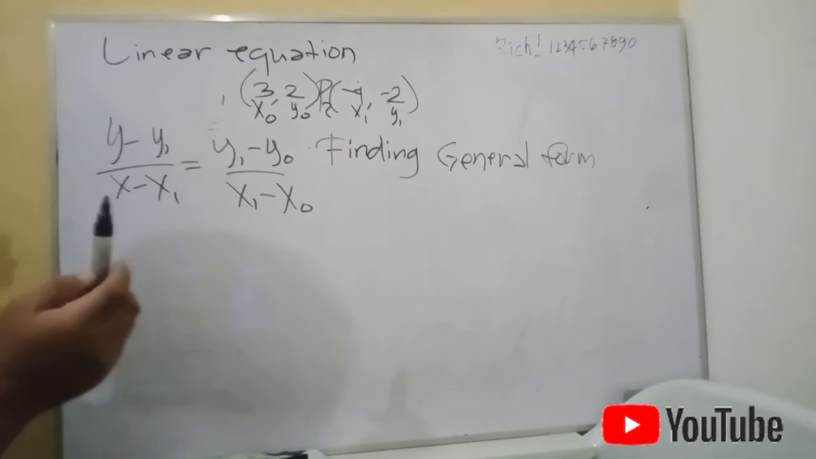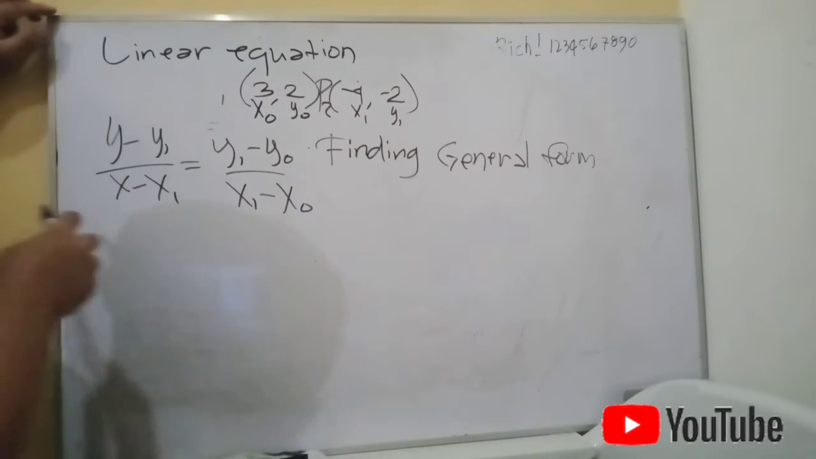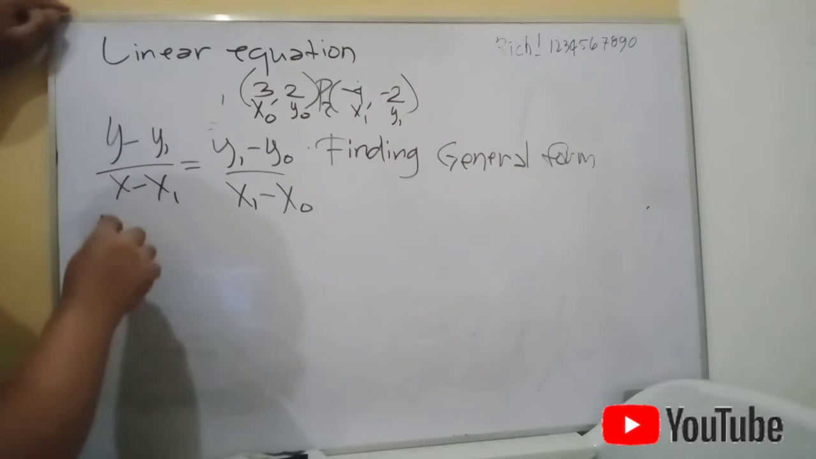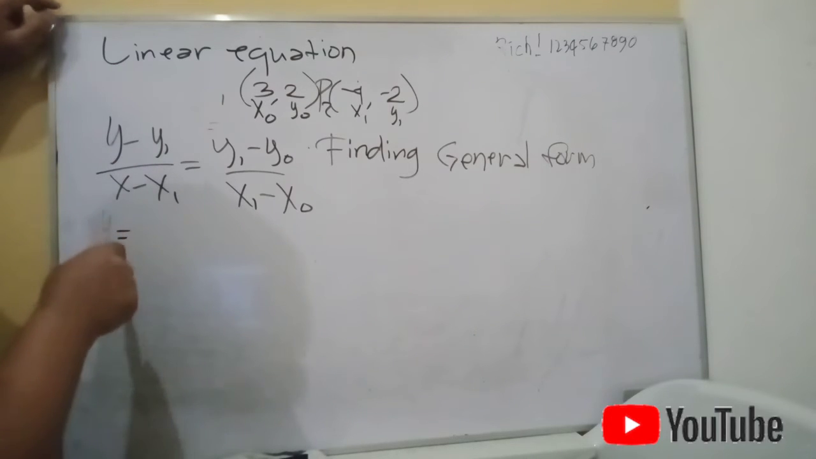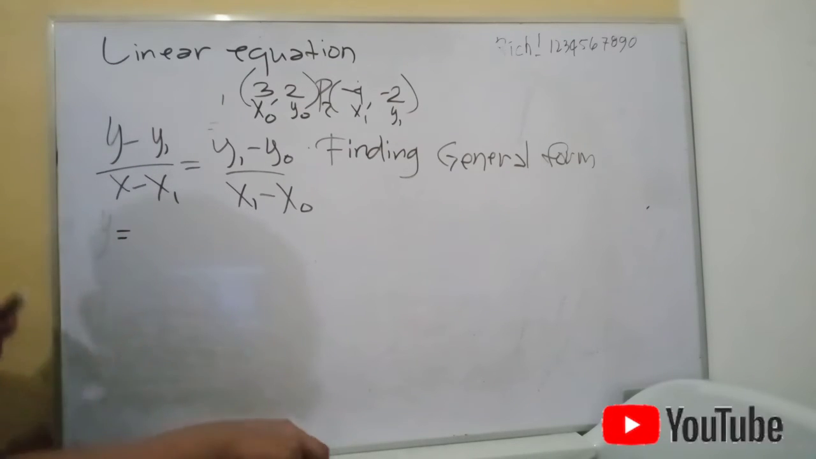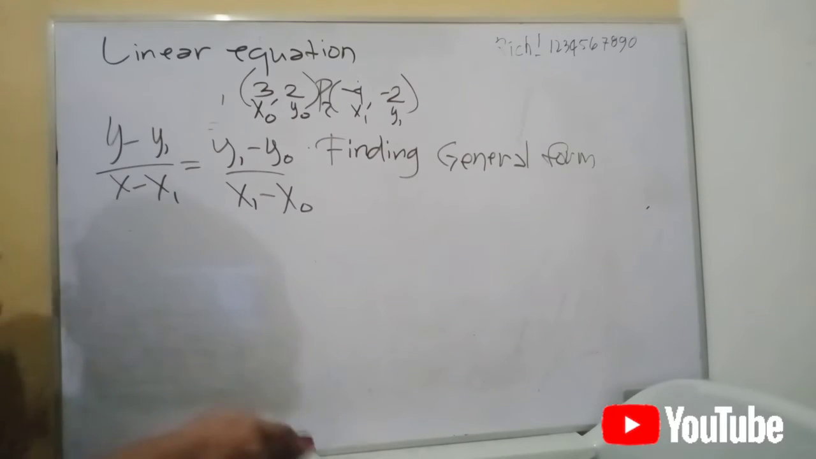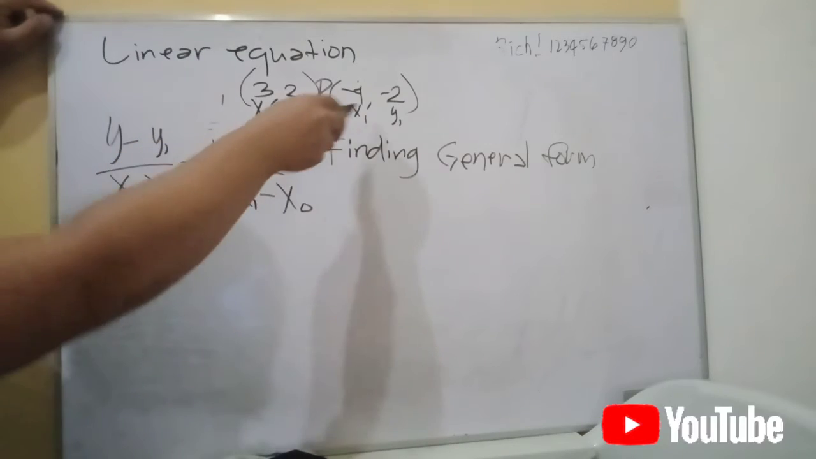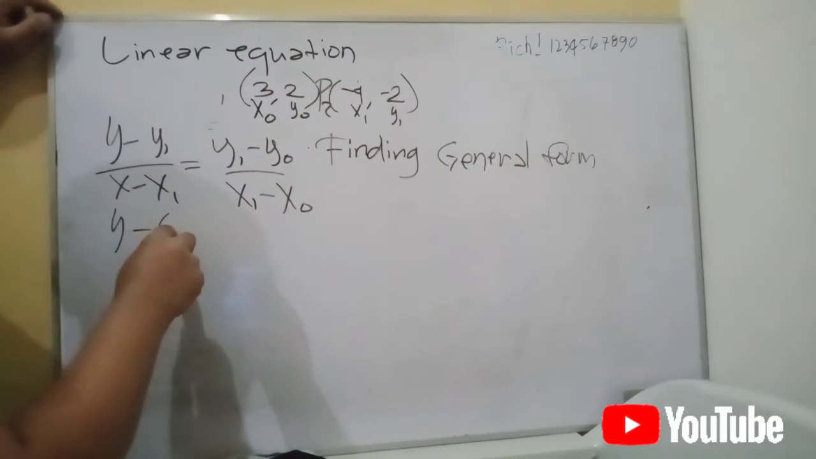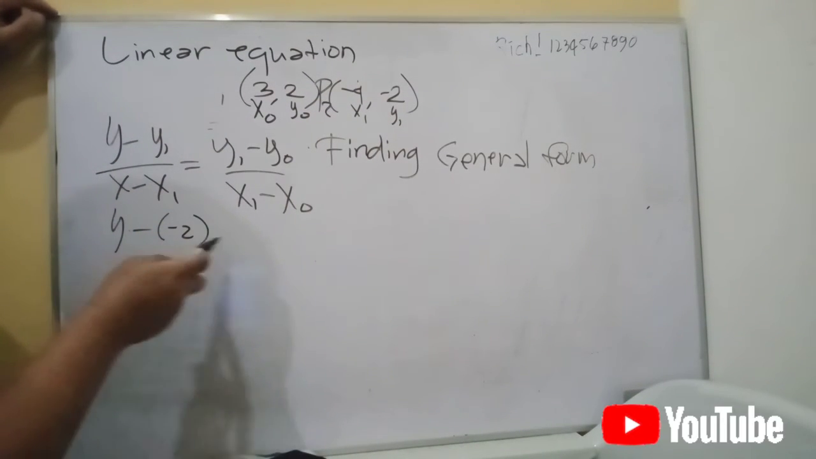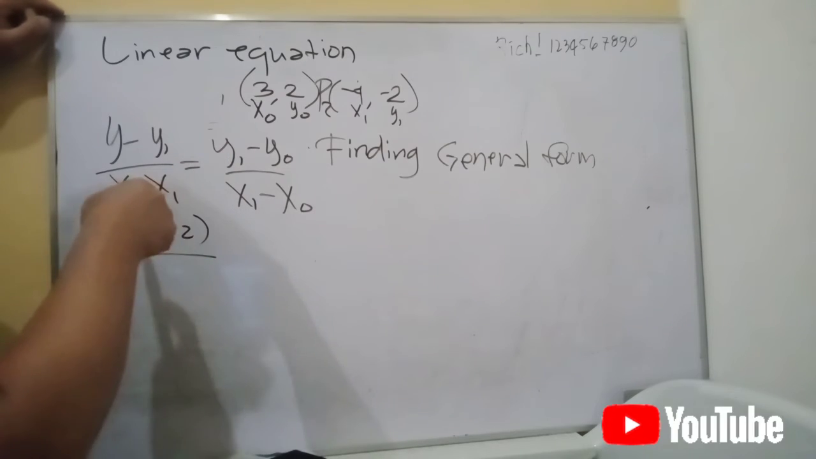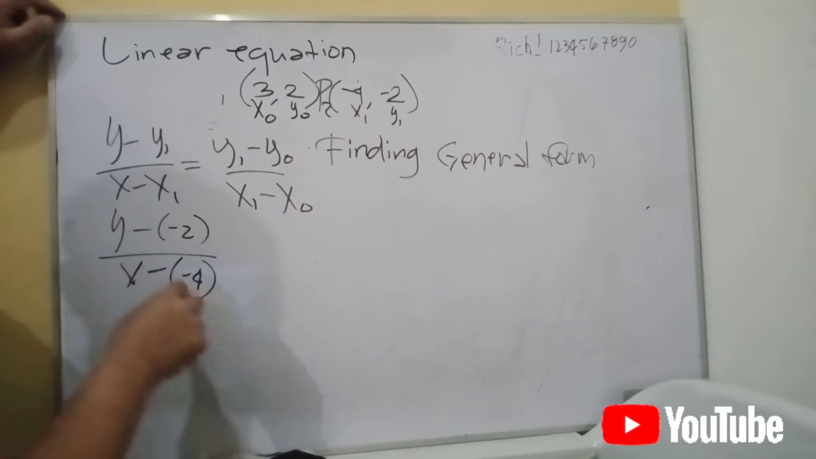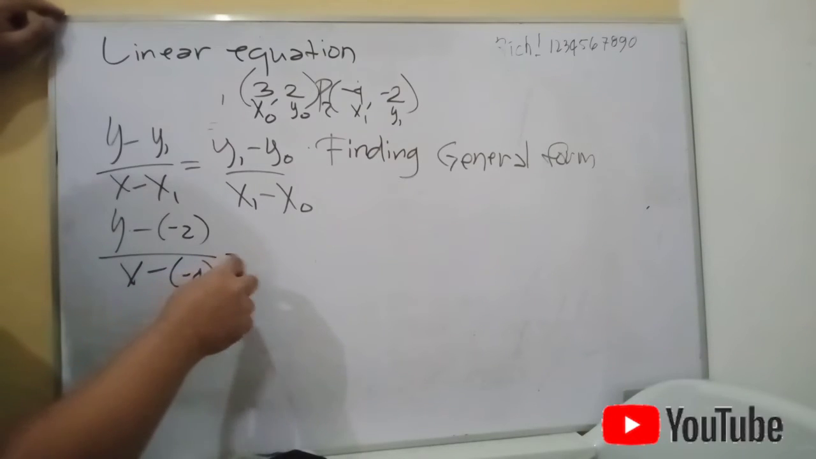Okay, so general form. Now, what is y sub 1? Okay, so here y minus y sub 1. What is y sub 1? That is, okay, negative 2. So you need to put parenthesis. And then for x minus, what is x sub 1? That's negative 4. Yes, of course it's negative. You have to put parenthesis.